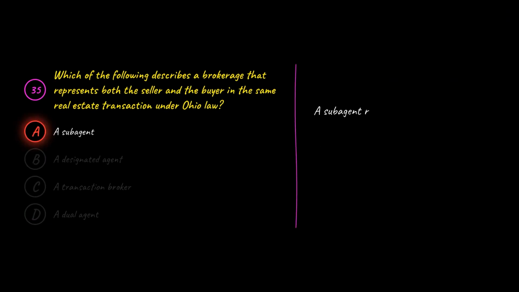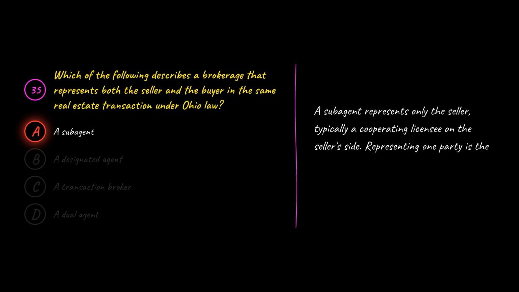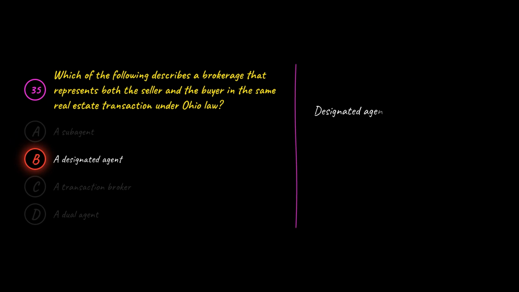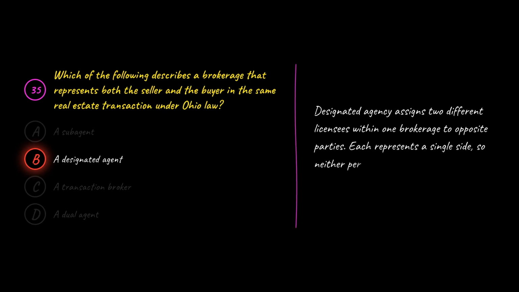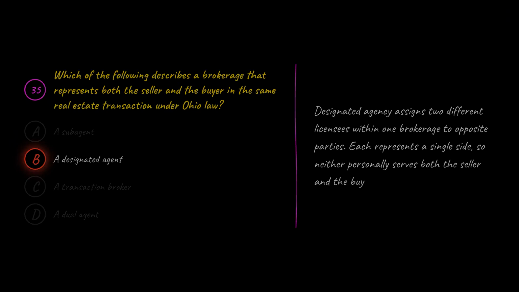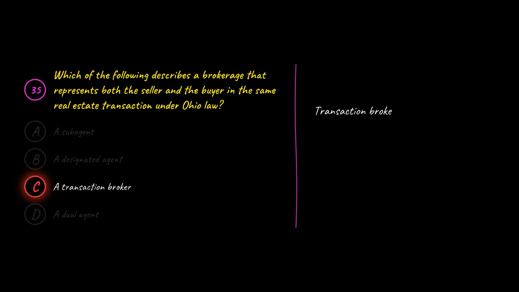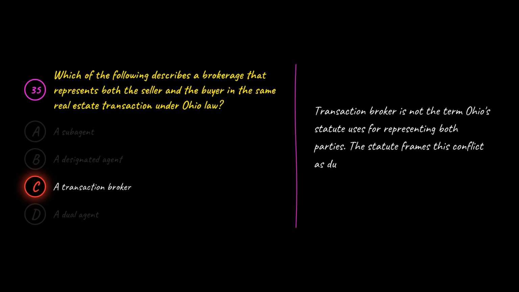A is wrong because a subagent represents only the seller, typically a cooperating licensee on the seller's side. Representing one party is the opposite of standing in for both sides at once. B is wrong because designated agency assigns two different licensees within one brokerage to opposite parties. Each represents a single side, so neither personally serves both the seller and the buyer. C is wrong because transaction broker is not the term Ohio statute uses for representing both parties. The statute frames this conflict as dual agency governed by its own consent rule.